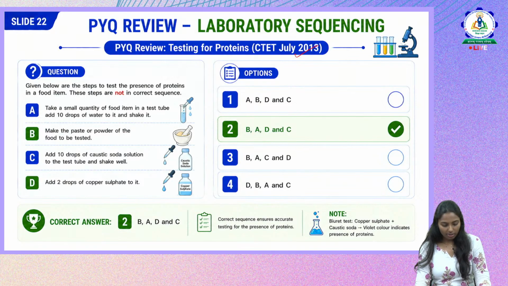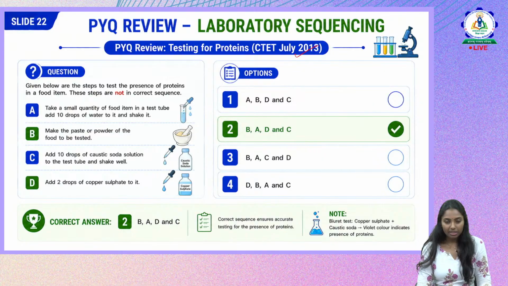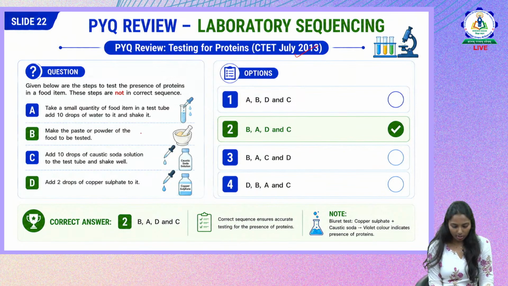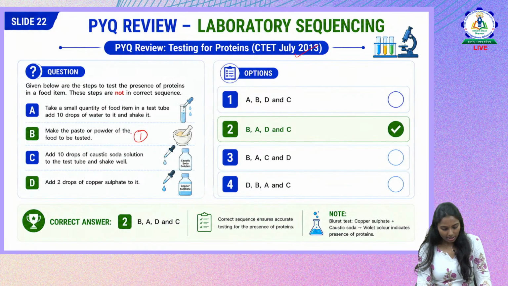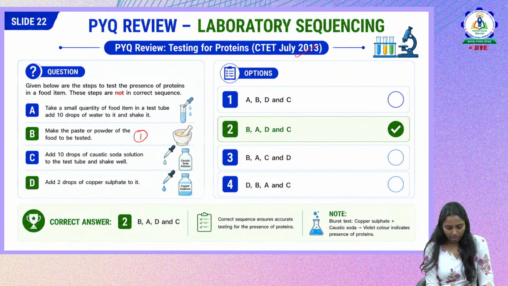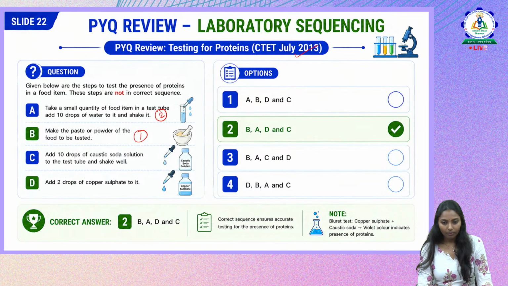So if you see, first we have to make the paste or powder of the food to be tested. That is the major issue, right? We have to first make sure this is done, because we are testing the food. Then next, after we make a paste of it, we'll take a small quantity in a test tube and put the chemicals that are required. So that is the second one. After that, we can add 2 drops of copper sulfate, then 10 drops of caustic soda.